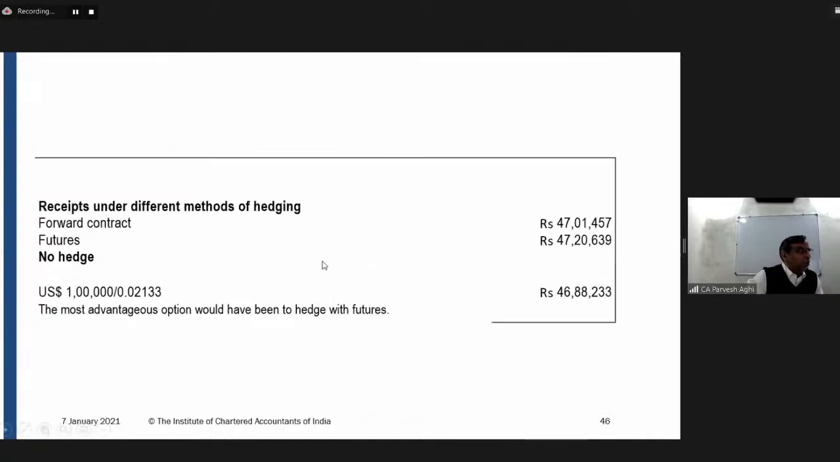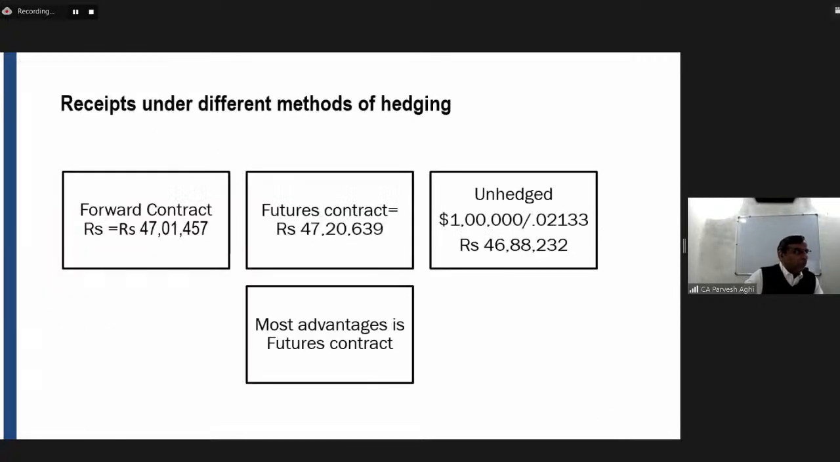And then we considered all these receipts under different methods. The forward contract gives 47 lakhs, futures give 47 lakh 20,000, and if he was not hedged, then it was 46 lakh 88,000. So we see that the most advantageous option would have been to hedge with futures, where he got the highest amount of money. Because he's an exporter, he would be more interested in how much money he's getting at maximum, and he's getting that in the futures contract. So we also did the same thing. If you remember, the most advantageous is the futures contract.